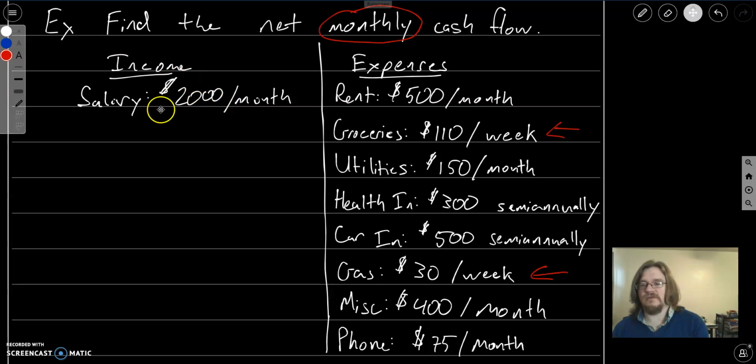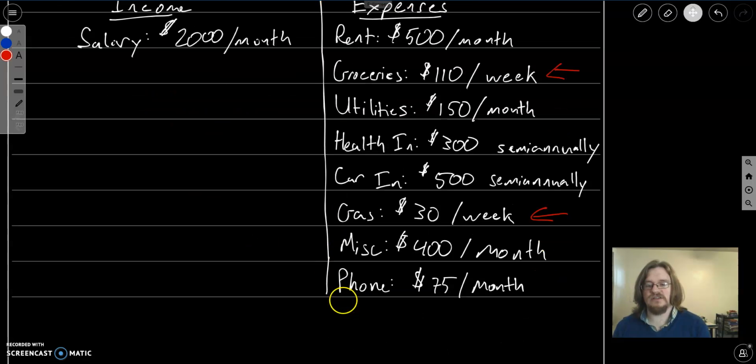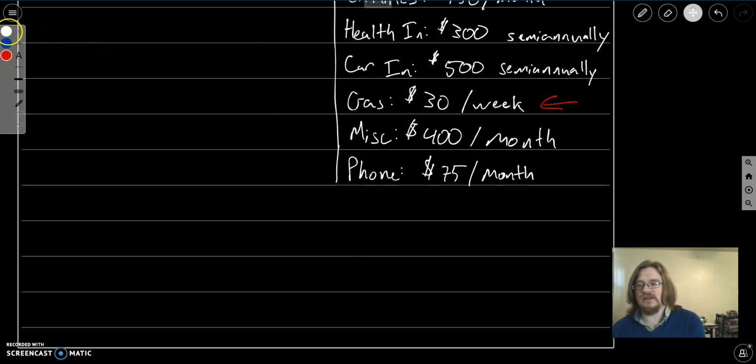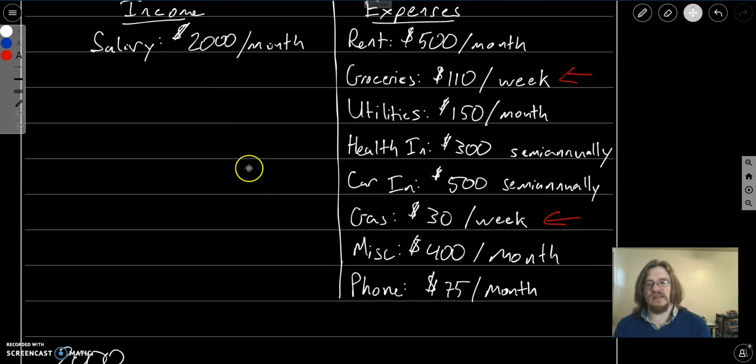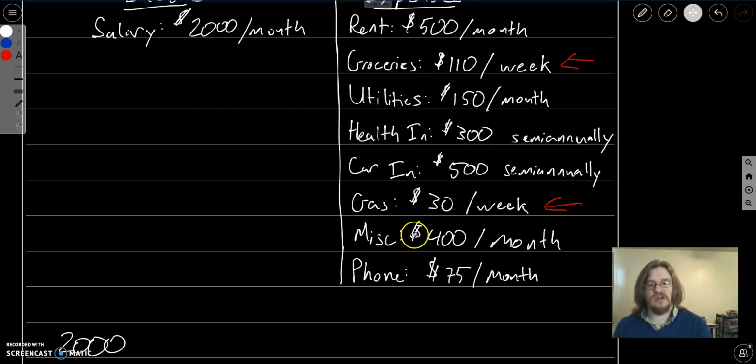So if we have a salary of $2,000 each month, our income is going to be $2,000. So we know that this is going to be our starting point, and we're going to take the $2,000 and start subtracting all of our expenses. So let's just go down the line. First of all, we're spending $500 a month on rent. So here was our income, and now we're going to be subtracting our expenses. So we need to subtract $500 because we do that each month.